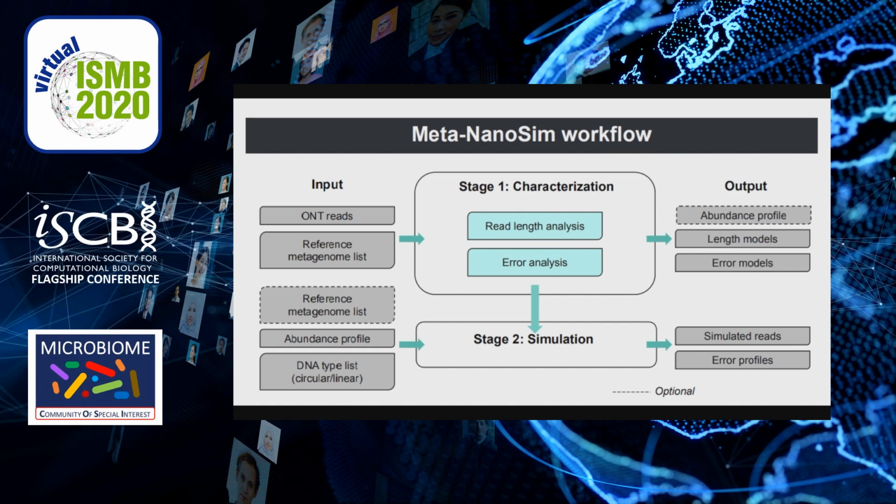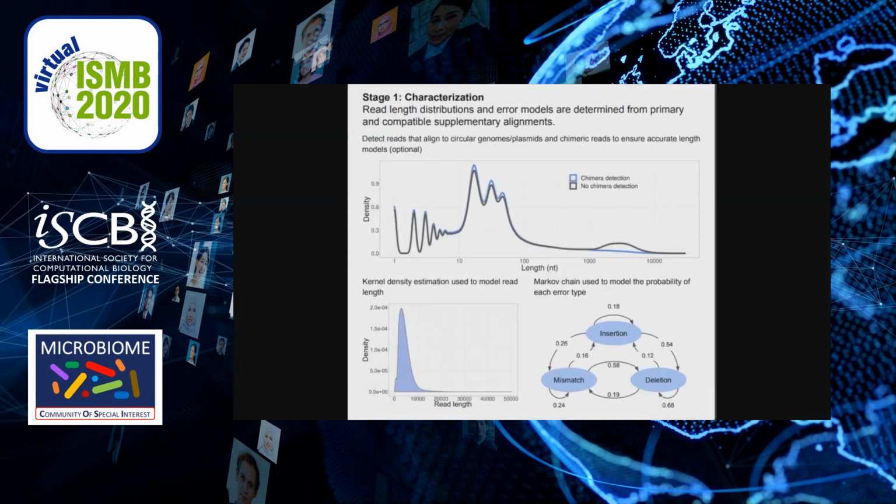Shown here is the workflow, which consists of two stages. First is a characterization stage. Here, ONT reads are analyzed to accurately model the read length distribution and errors in the metagenome. The output of this stage are read length and error models, which are then used in the second stage, simulation. Here, single or multi-sample datasets of complex microbial communities with specified abundance levels can be simulated. In addition to the simulated reads, error profiles, which indicate where errors were introduced into the reads, are output. So now I'll explain a little bit more about the two stages.